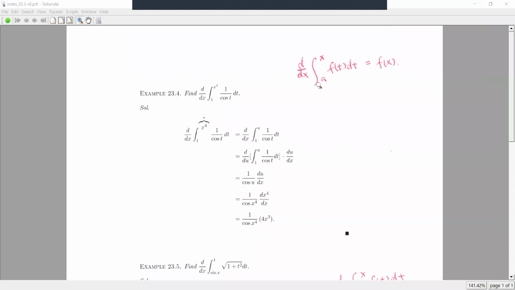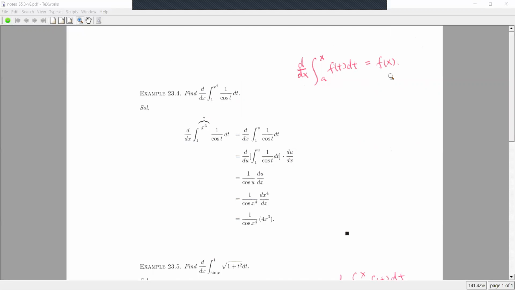More examples about this formula. Example number 4. Find the derivative of this integral. This integral is the net area of the region between 1 and x to the 4th. So this integral depends on x. It is a function of x. Now compute the derivative of this function.